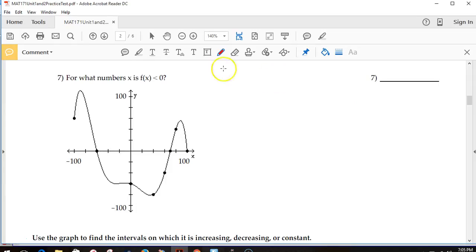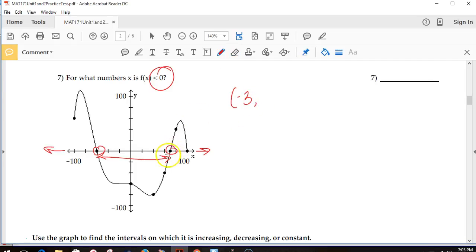For what numbers x is f of x less than 0? So f of x is the function. You want to think about where is this under 0? Where is it under the x-axis? Well, from here to here, right? This whole section. But don't include the 0. I want to know, this is where it starts. That's where at a -3, but it's not an or equal to. So you can't include it. That's why I have to have the open parentheses.